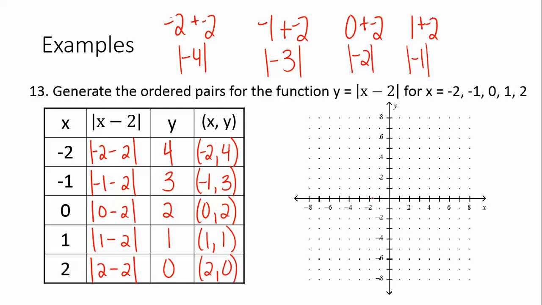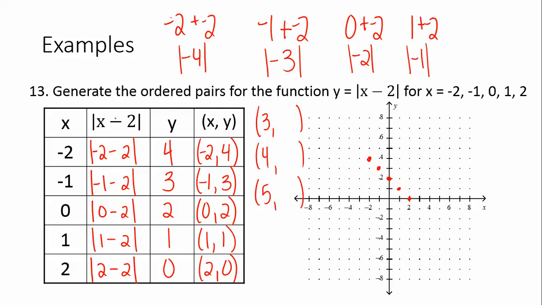So let's graph these points: -2, 4, -1, 3, 0, 2, 1, 1, and 2, 0. Now I should point out what an absolute value function looks like on a graph. Right now this looks like a line, and you might be tempted to draw a straight line like this and give it arrows on both ends. However, this isn't exactly what an absolute value function looks like. So I'm going to erase that, and I'm actually going to do a couple more ordered pairs. What happens if you plug in a 3, a 4, and a 5?